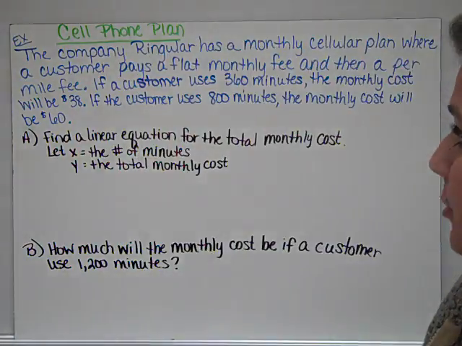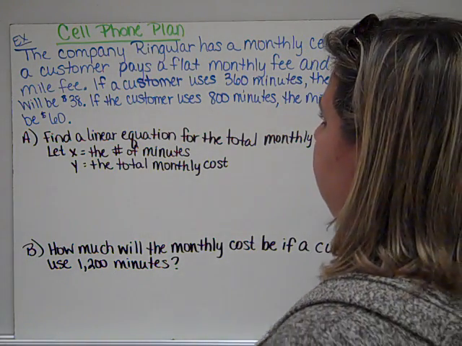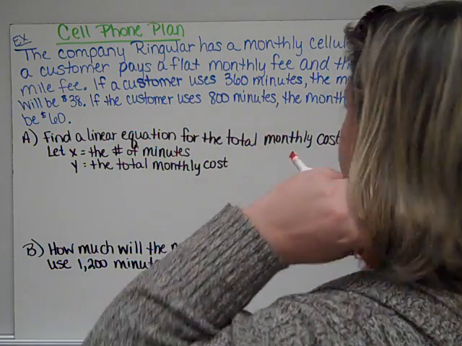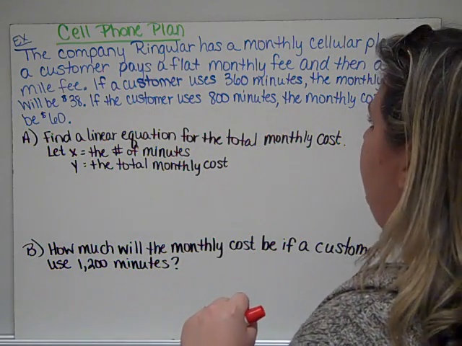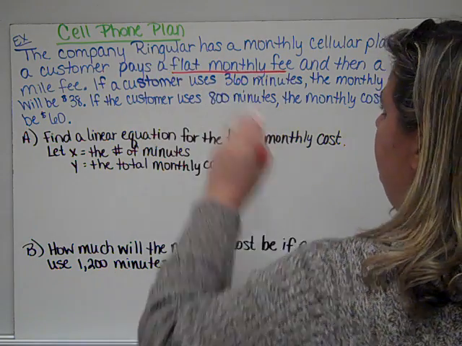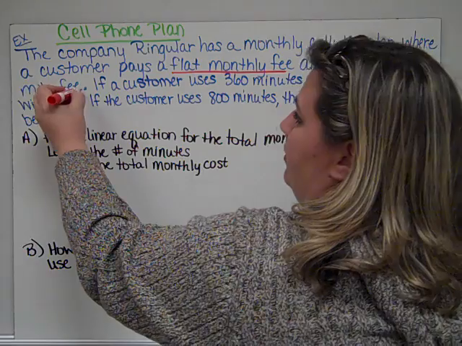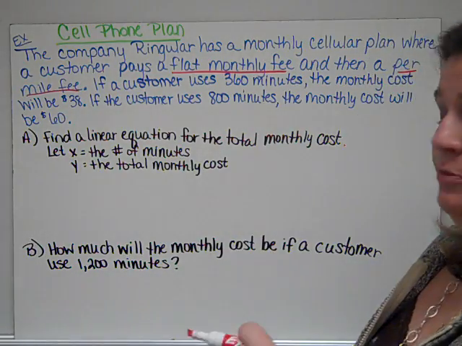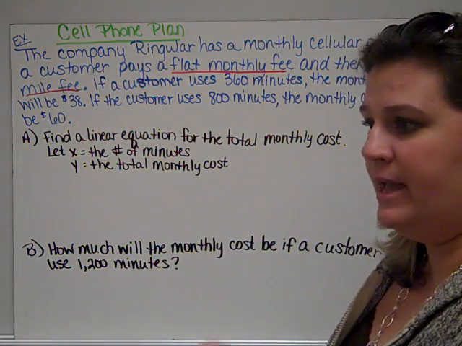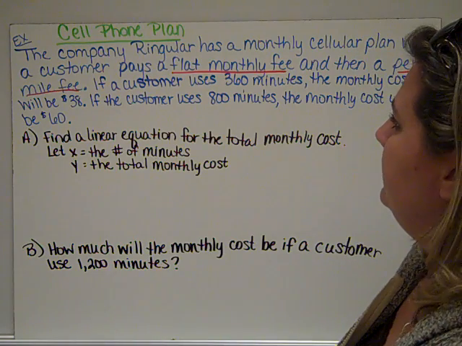All right, cell phone plan. The company, Ringular, has a monthly cell phone plan where a customer pays a flat monthly fee and then a per minute fee. So you can see where we have a beginning rate and then we have a rate that we have to pay per minute.